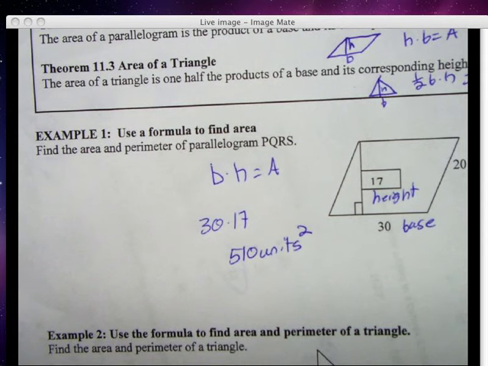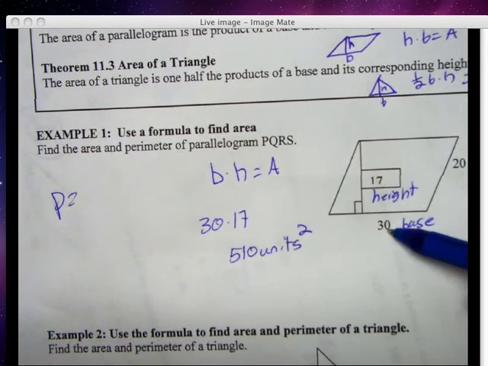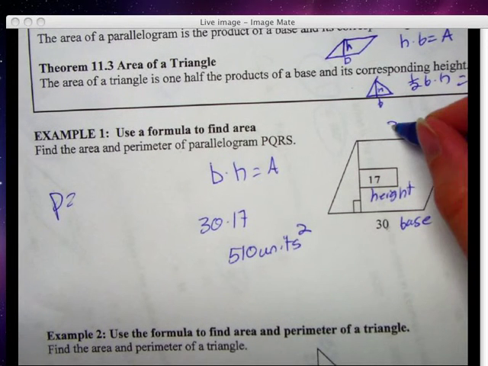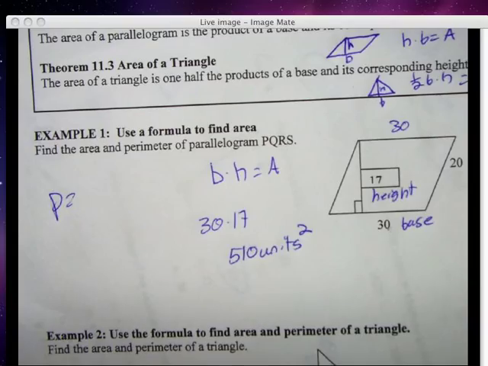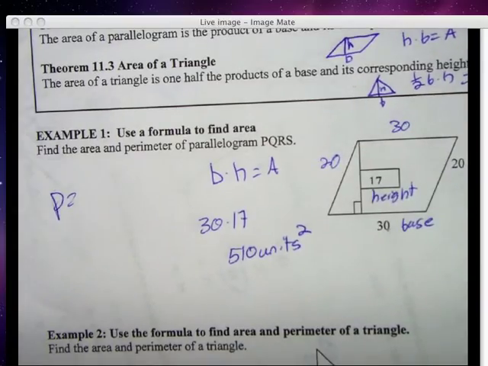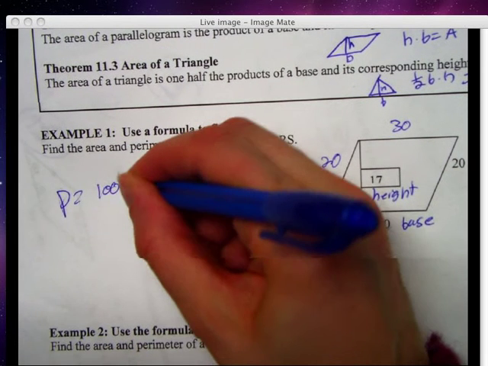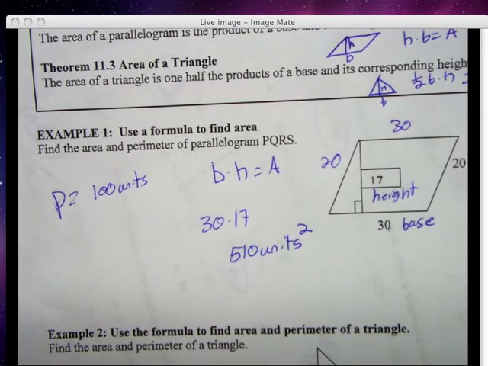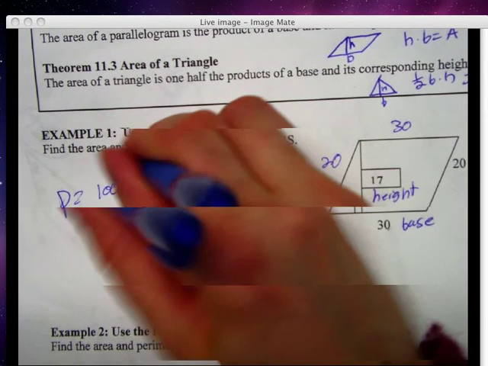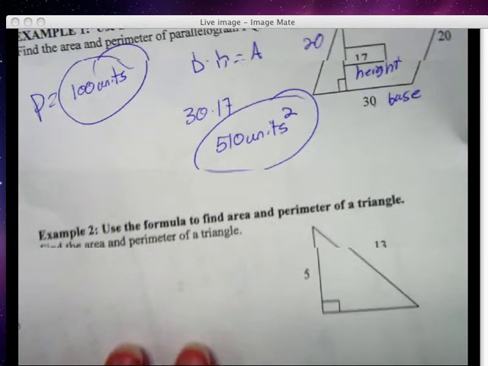Okay, how do we find the perimeter? Because that's the area, and the other part is the perimeter. So this is 30. We know it's a parallelogram, so this is 30. So what's this up here? If this is 20, then the other side is 20. So 20 plus 20 plus 30 plus 30 is what? 100 units. Remember, you don't do squared when you're doing perimeter. Okay? So we've got our area. We've got our perimeter. Okay, let's try a triangle.